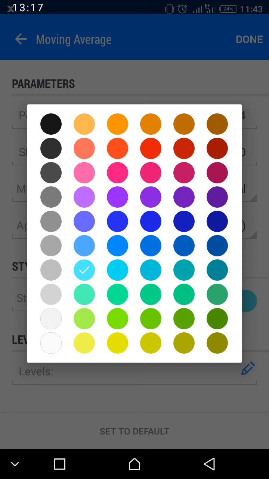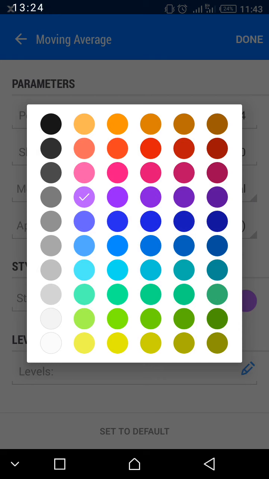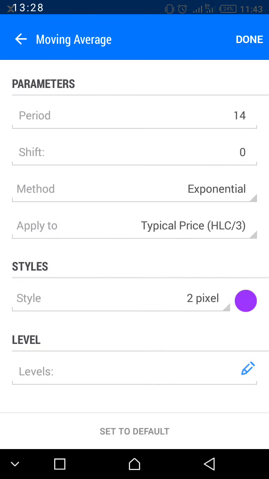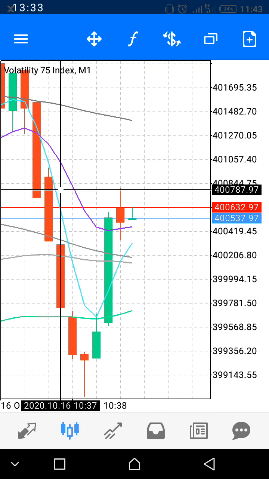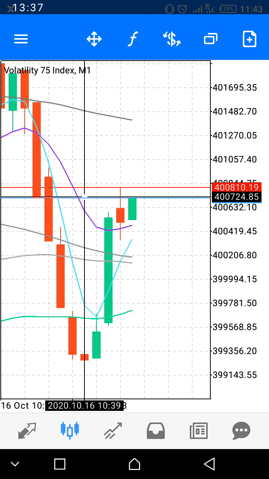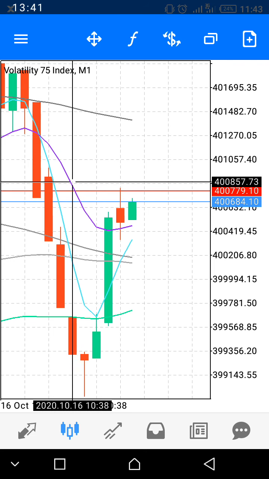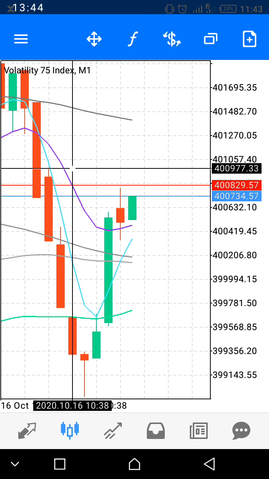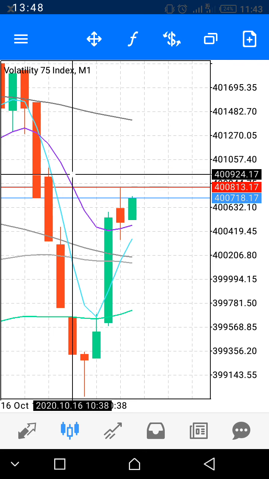Let's do fourth row, second column. Fourth row, third column. Let's use that one. It's a bit brighter. This is it. This is magenta pink. This is a very, very powerful indicator. For higher time frames, when price gets to this indicator, it ranges.